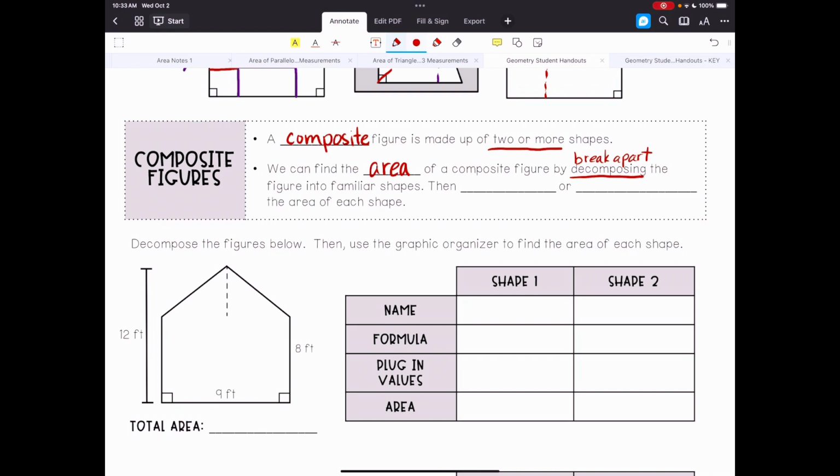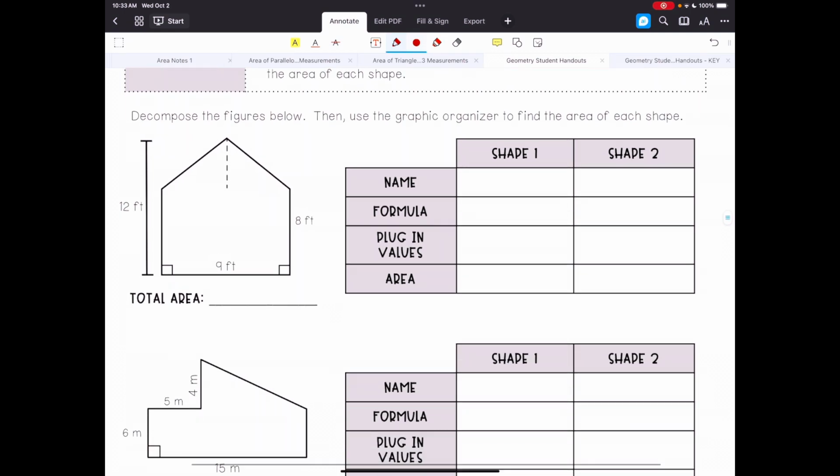Then at the end, we're going to have to add and possibly subtract both, or maybe one or the other, in order to find the area of each shape. So let's try our first one. Decompose the figures below, then use the graphic organizer to find the area of each shape.